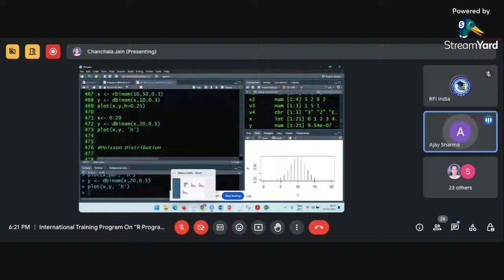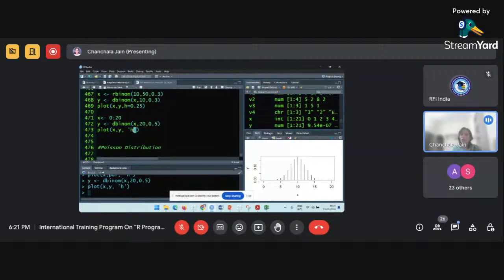Chanchala ma'am, what about some other plots with that? L also you can use. I think L is for line. Okay. Can we use a pie?